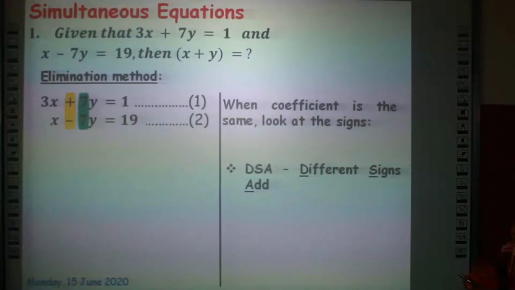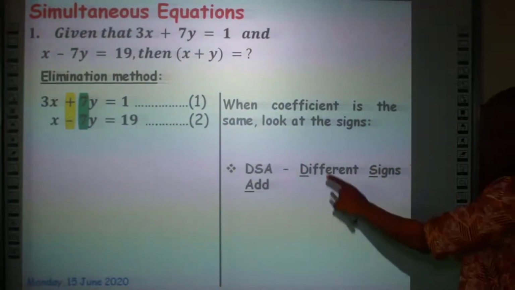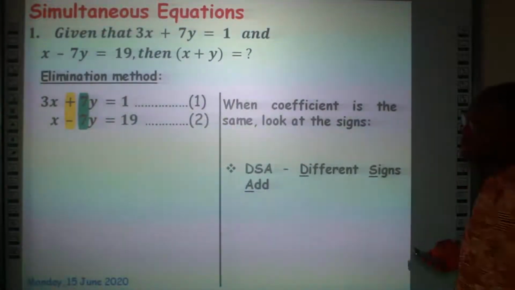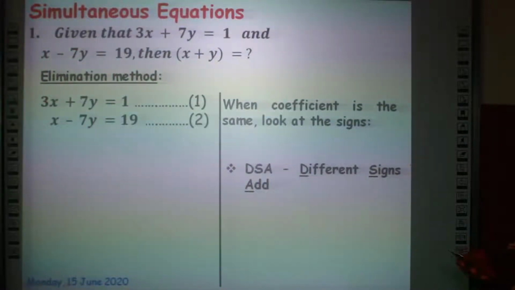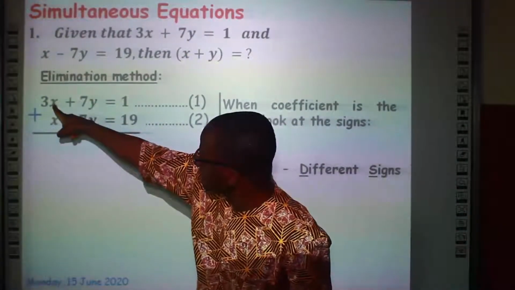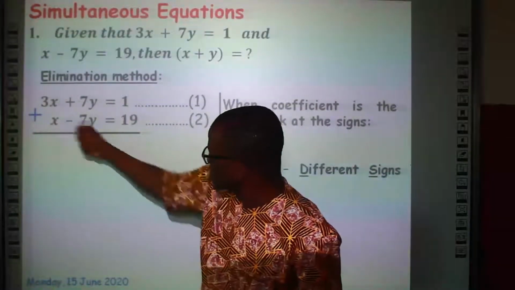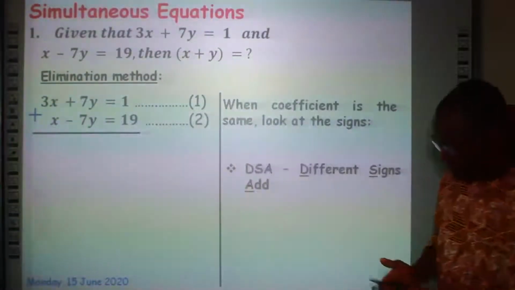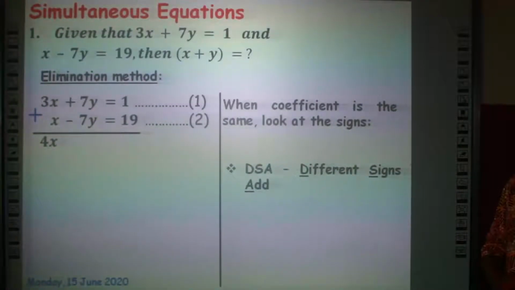So obviously here, the signs are different. Because the signs are different, we will add the equations. So let's see how we add. You put your line below and then the plus sign to add. Now when you add, the 3x from equation 1 plus the x from equation 2 gives you 4x. But then what happens to the y?